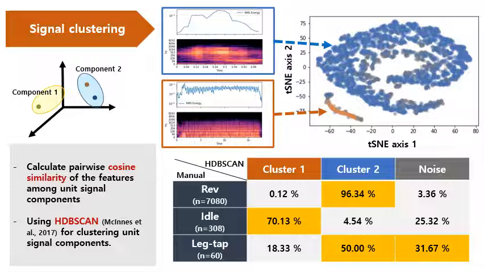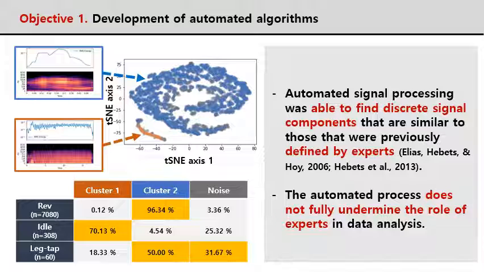Also, the comparison metrics between the manual classification and HDBSCAN show that the unsupervised clustering produced a similar result to the manual classification of more than 7,000 unit signal components. Through the first objective, we show that the automated signal processing was able to find discrete signal components that are similar to those previously defined by experts. However, the automated process does not fully undermine the role of the experts in data analysis, given that HDBSCAN failed to find a discrete cluster for the rarely occurring leg taps.